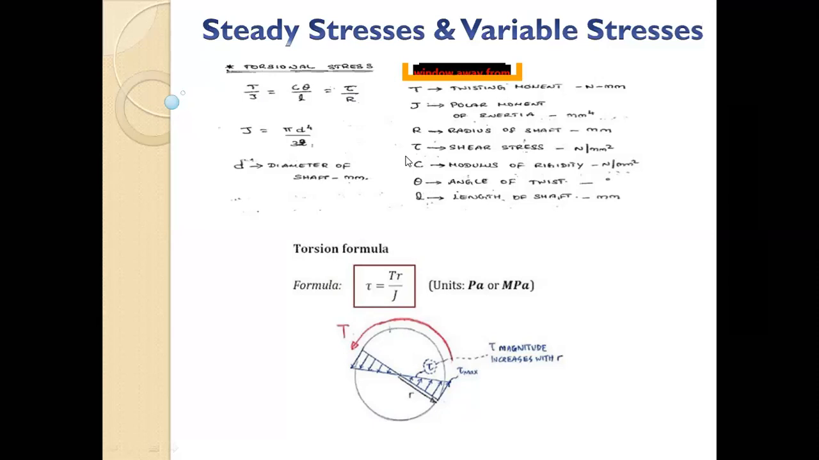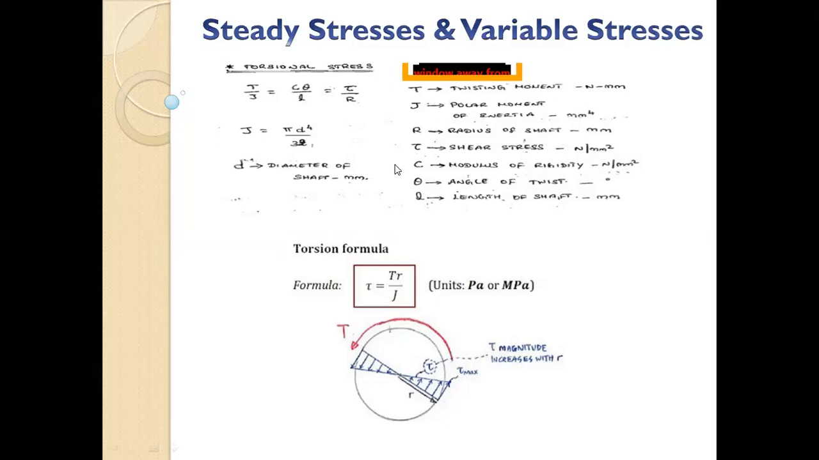You must be following. If you don't follow that, just keep their similarity in mind. Bending equation: M upon I is equal to sigma b upon y. Torsion equation: instead of M, bending moment, there will be twisting moment, torque. Instead of moment of inertia, there will be polar moment of inertia J. Instead of sigma b, bending stress, here it will be shear stress tau. And instead of y, the distance from the neutral axis to the topmost fiber, here it will be R.